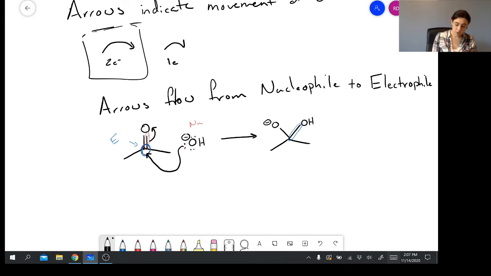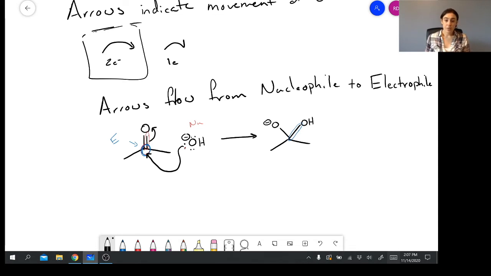And it gets us to our product. So in one step, we have shown that we can take the electrons from our nucleophile, move them to our electrophile, and because we know the octet rule, we're not going to violate the octet rule, and we have to break that carbonyl bond.